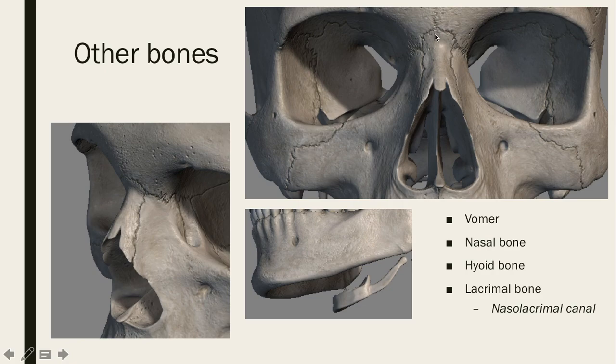The nasal bone is just the bridge of your nose right here. That one's fairly straightforward. And the lacrimal bone is on the inside of the eye socket right here, this little section of bone right there. And then if you look right here, there's kind of a shadow, but we can't see exactly from this angle, but that's the nasolacrimal canal. There's a little hole right there on both sides.